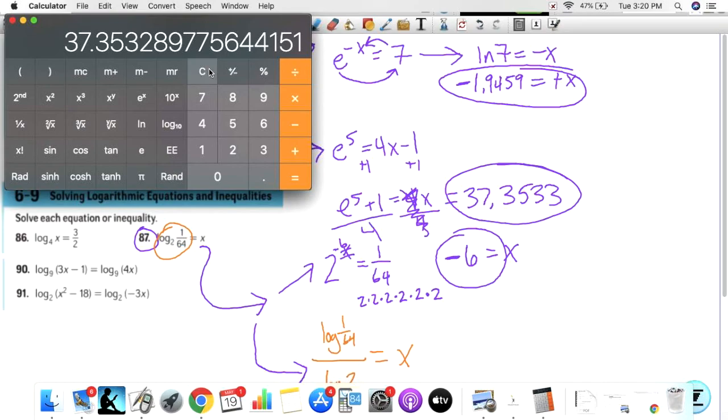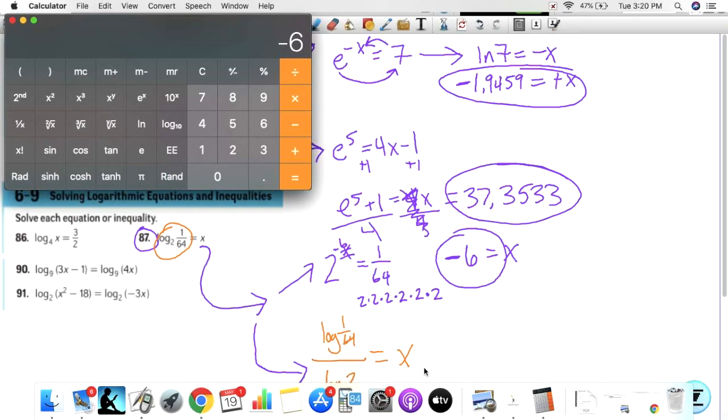So let's clear this out. I'm going to do 1 divided by 64 equals. I'm going to apply it to the common log. Then I'm going to divide it by the log of 2. So 2 and log equals, boom, -6, same exact answer.